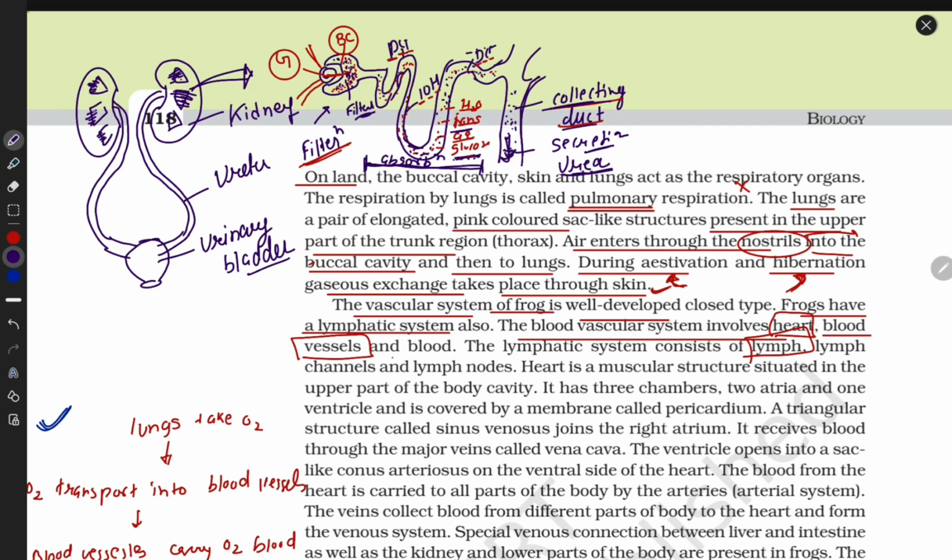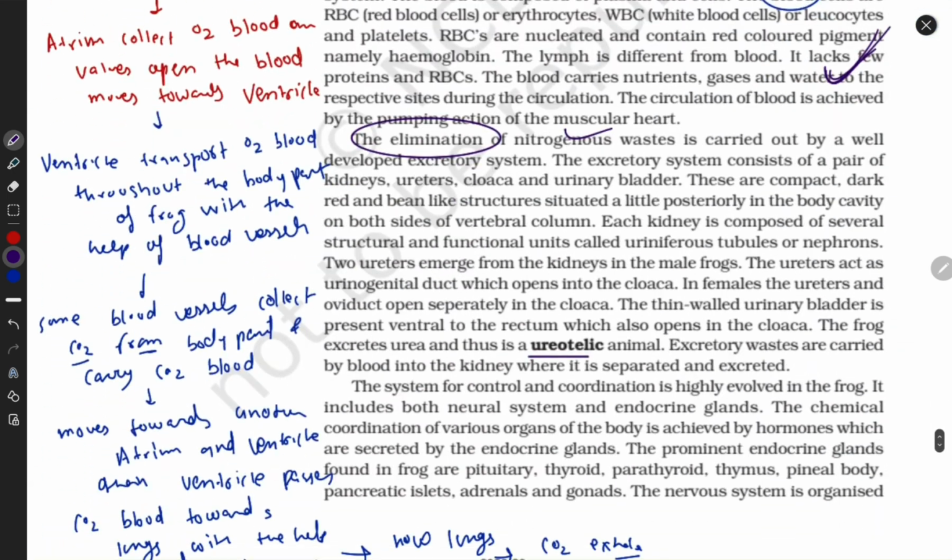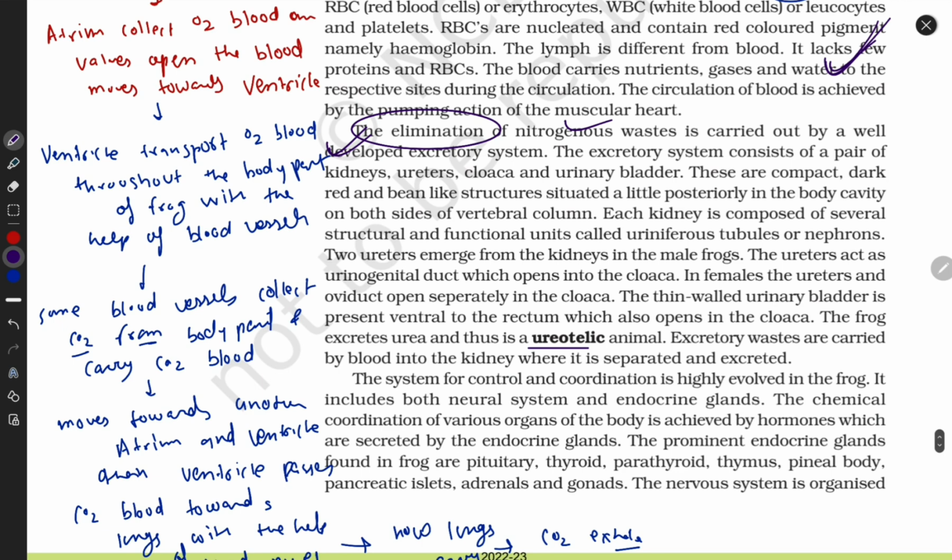And now, the collecting ducts of all nephrons will open into where? Ureters, and with the help of the ureter, the waste product is released from the body. So this is the mechanism of how they eliminate their waste product from the body, guys.